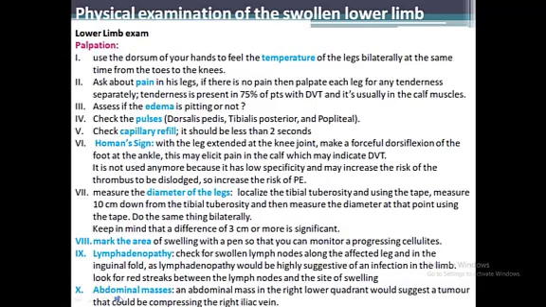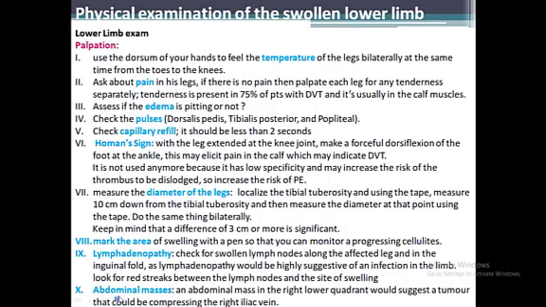But actually it's not used anymore because it has low specificity and may increase the risk of showering embolism. This means a thrombus may be dislodged and go through the venous circulation, through the inferior vena cava to the heart, and then through the pulmonary circulation to the lungs, and this may cause pulmonary embolism.